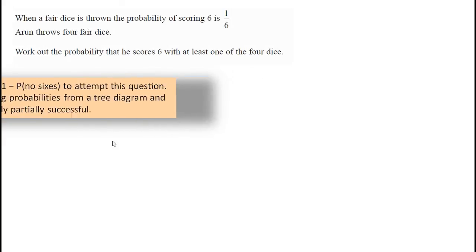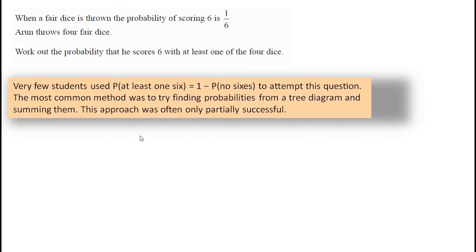So, okay, let's have a look at the examiner's remarks. And they're quite negative. They say very few students used this, that the probability of at least 1 six has got to be the same as 1, so 100%, minus the probability of getting no 6s at all. Now we'll come to that, but most people didn't use that, so we're going to follow along with what most people did. The most common method was to try finding probabilities from a tree diagram and then summing them. This approach was often only partially successful. So very negative remarks here, and it sounds like not many people got the right answer.